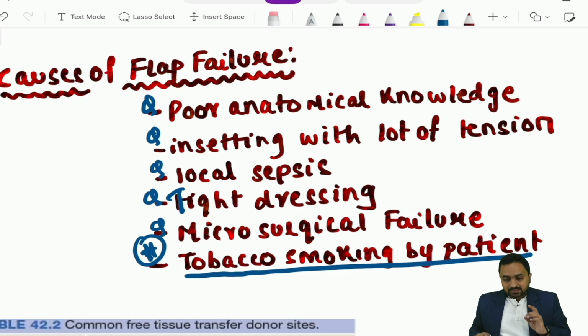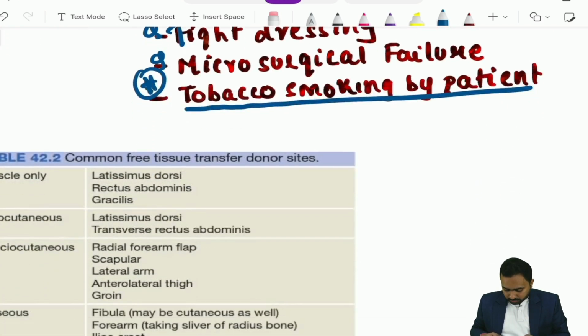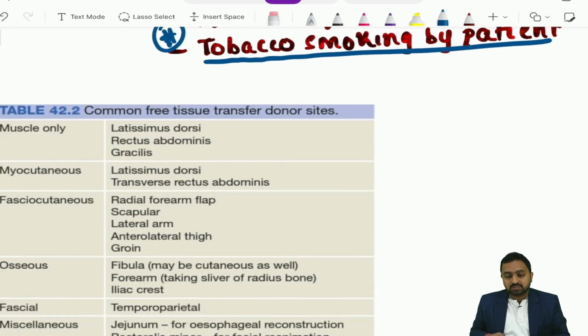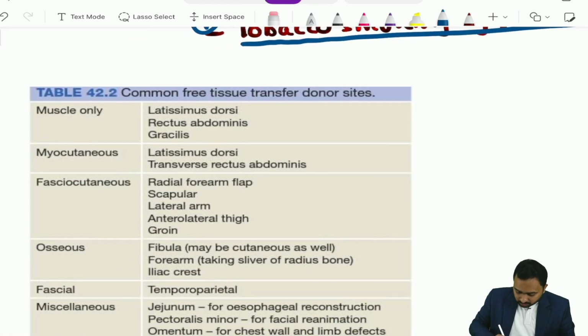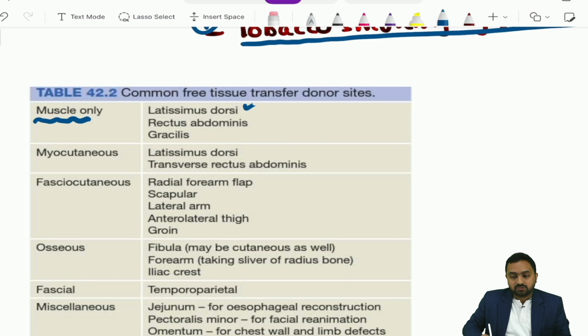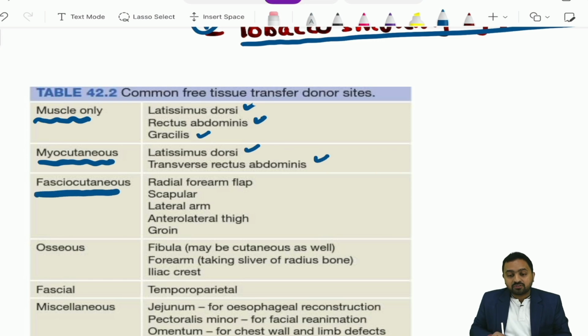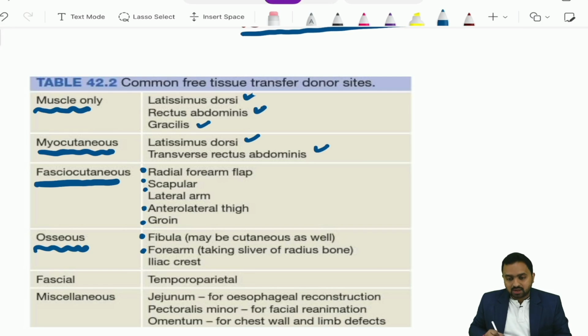Now, we had discussed regarding your free tissue flaps. So some common free tissue donor sites of your flap, which includes only muscle, includes your latissimus dorsi, rectus abdominis, and gracilis. Myocutaneous includes your latissimus dorsi and transverse rectus abdominis. Then you have your fasciocutaneous, which includes your radial forearm flap, scapular flap, lateral arm, anterolateral thigh, and your groin flap. Then you have your osseous flap, which is including your fibula and your forearm.